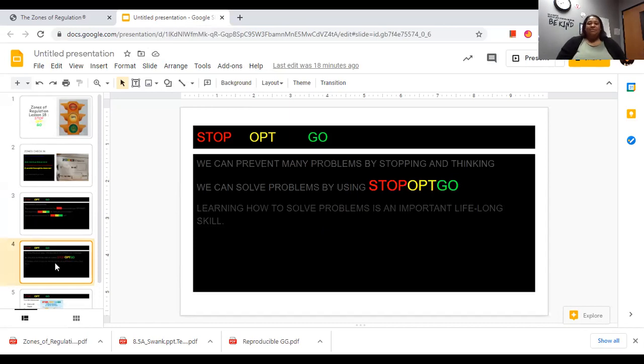We can prevent many problems by stopping and thinking about them first. You can solve your problems by using the stop, opt, and go. And learning how to solve problems is an important life skill. Learning now how to solve your problems is something you're going to use, boys and girls, as you become adults.